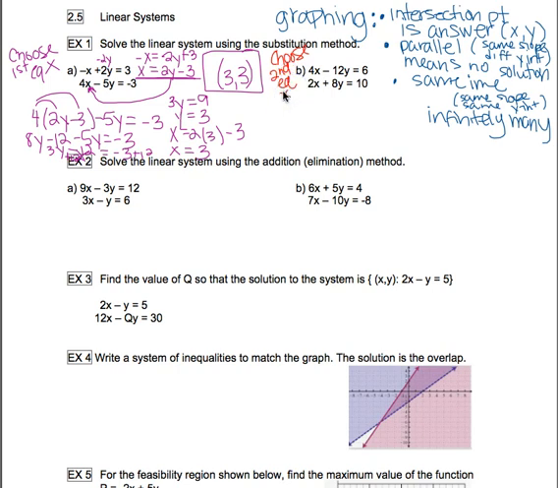x. Now remember, it doesn't always have to be x. It can be y, whichever one's easiest. So I'm going to get this x by itself, first by subtracting the 8y on both sides. So 2x equals negative 8y plus 10. And then divide by 2 everywhere here. So I get x equals negative 4y plus 5.